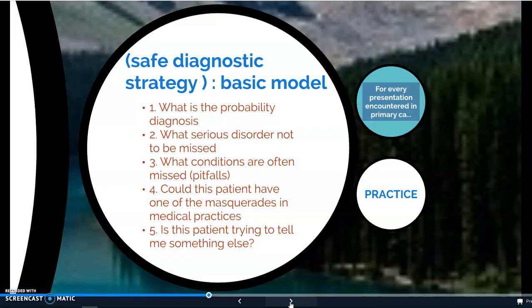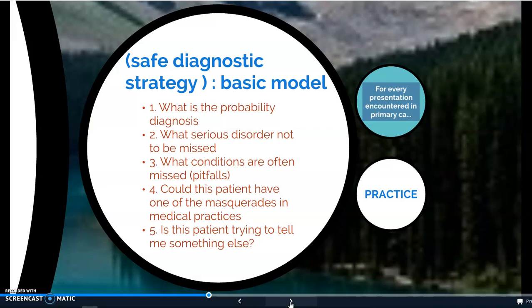So the first question when you see a patient that you have to ask yourself is 1. What is the probability diagnosis in this patient? You get a short, relevant history, and then you ask yourself, with these presentations, what is the most probable diagnosis for this patient? Okay, that is one. Number two, with these presentations or with these symptoms, what serious disorder that I should not miss in this patient?